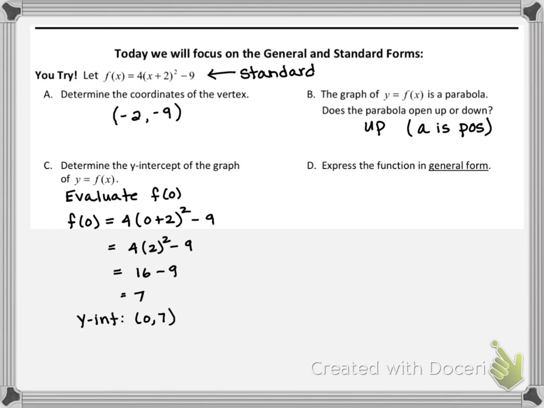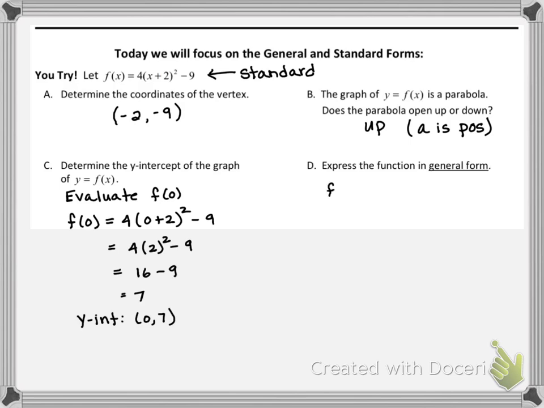Okay, we're going to express this in general form. How will I do that? Just expand it. So general form is like the fully simplified form. It just means do all of the operations that are in that expression. So we're going to multiply this out.